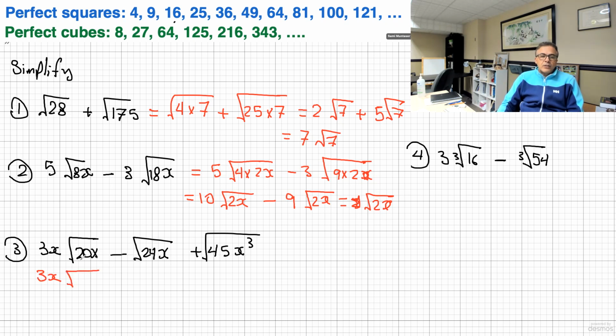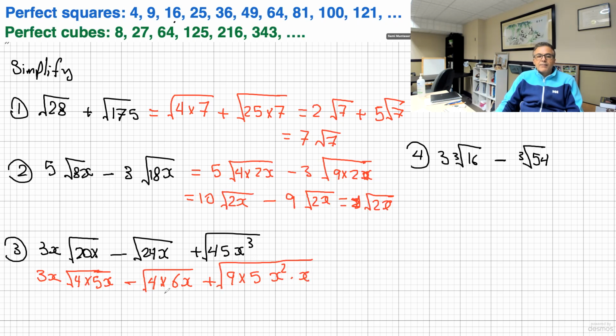And the 20, I'm going to change that into the perfect square that goes into 20, which is 4. So 4 times 5. And I still have the x lingering along. Minus here, the perfect square that goes into 24 is also 4. That's times 6. And I still have the x right there. And I'm just going to square root that still. Plus 45, I know the perfect square that goes into 45 is the 9 right here. So that makes it 9 times 5. And the x cubed, I have to change that into x squared times x.